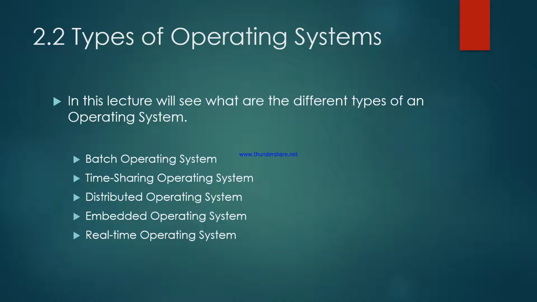So, as we can see, there are different types of operating system. First one is the batch operating system, time sharing operating system, distributed operating system, embedded operating system, and finally we will discuss the real time operating system. All these types of operating systems we will discuss one by one.